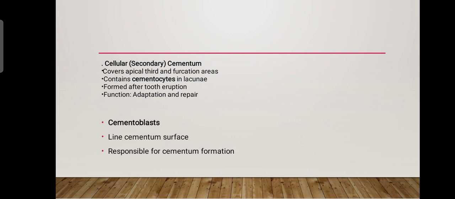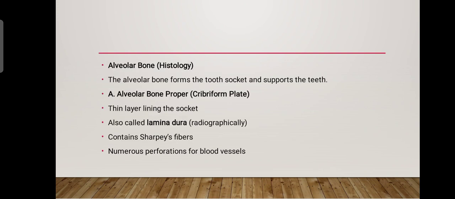Cellular cementum or secondary cementum contains cells. It covers the apical third and furcation areas. It contains cementocytes, the cells, in lacunae. It is formed after tooth eruption, and its function is adaptation and repair. Now, cementoblasts are the cells responsible for the formation of cementum. They line cementum surfaces. Alveolar bone forms the tooth socket and supports the teeth.